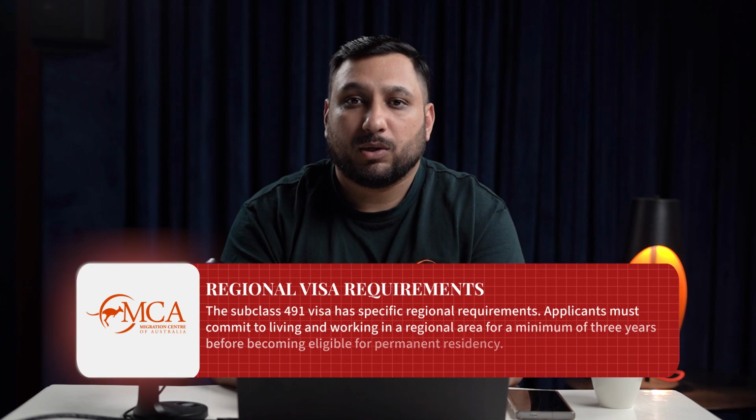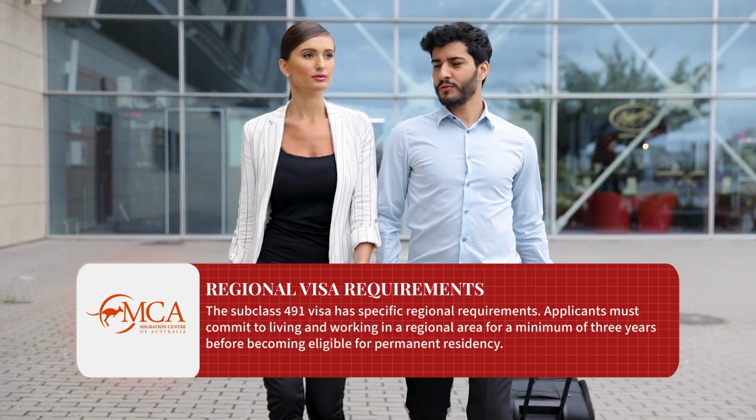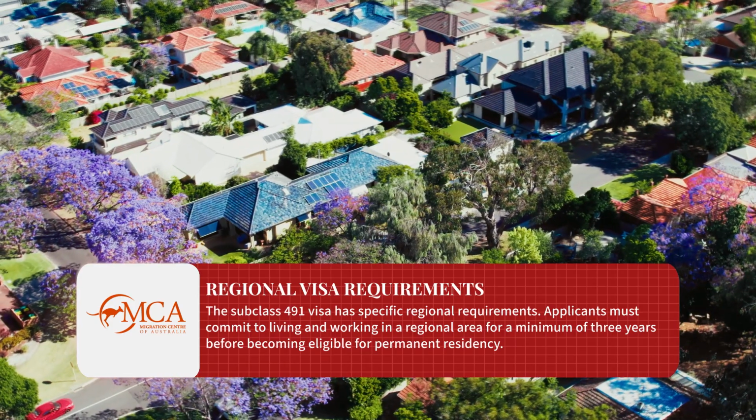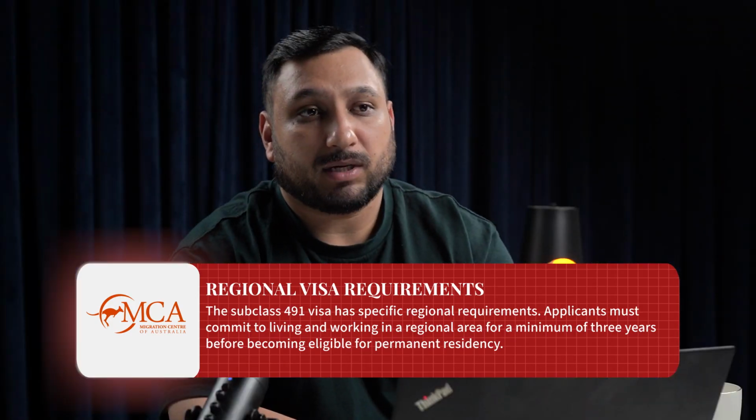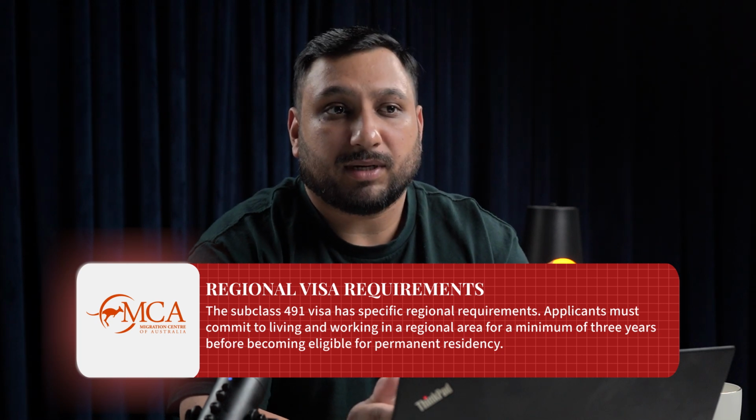So, for example, the 491 is a regional visa, so you should not select that unless you are open to moving and living in a regional area. And the 491 works in the sense that you need to live and work there for a minimum of 3 years to be able to transition to permanent residence. Whereas the 189 and the 190 are permanent visas.